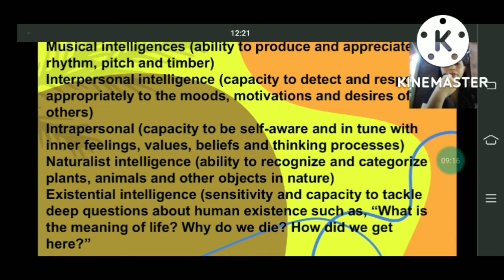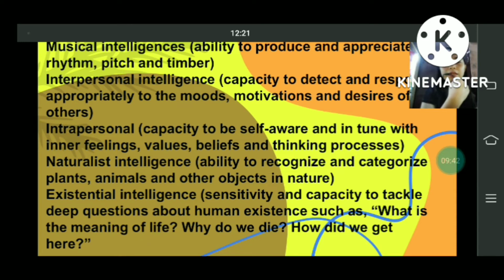And seventh, intrapersonal. It is the capacity to be self-aware and in tune with inner feelings, values, beliefs, and thinking processes. And naturalist intelligence, it is the ability to recognize and categorize plants, animals, and other objects in nature.